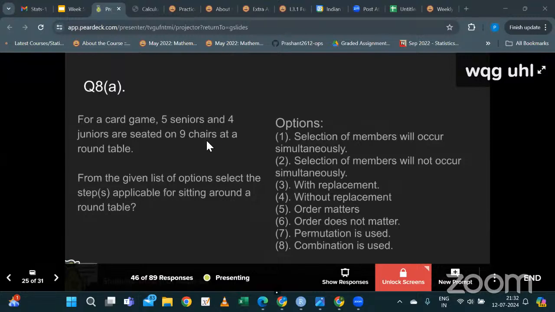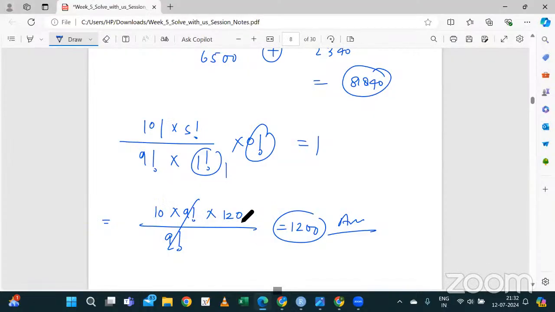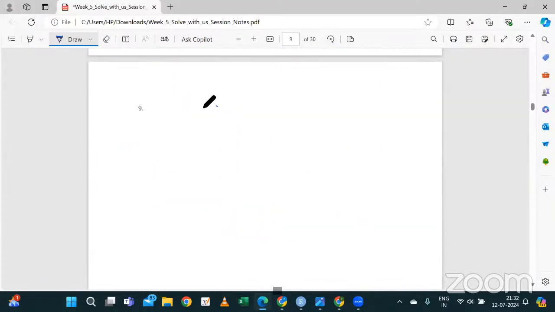Because all the 9 chairs should be occupied. There are a total of 9 people, right? So you have to place all of them. It's like the first place, and the second place, and so on, to perform this arrangement of 9 people. It will be an AND procedure, right?